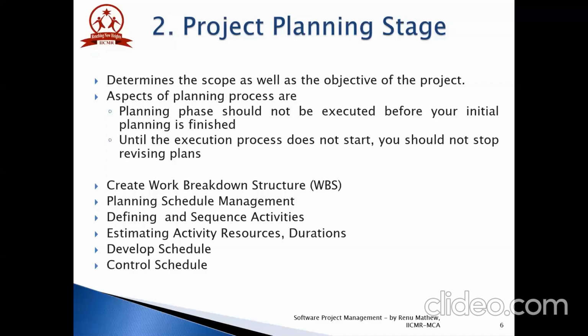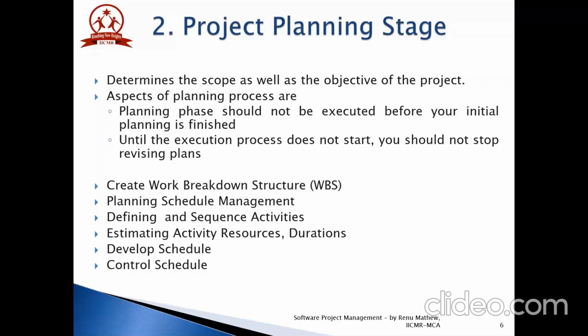in your project. There are 5 inputs used to estimate activity resources: schedule management plan, activity list, resource calendar, enterprise environmental factors, and organizational process assets. The output of this stage will be activity resource requirements, resource breakdown structure, and project documentation updates. All the activities done so far, that is defining activities, sequence activities, and estimation of activity resources, are done to help develop the schedule.